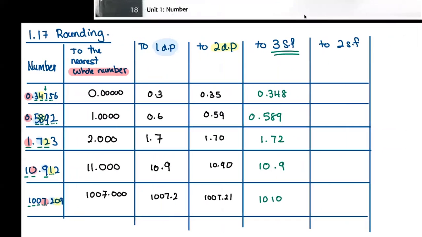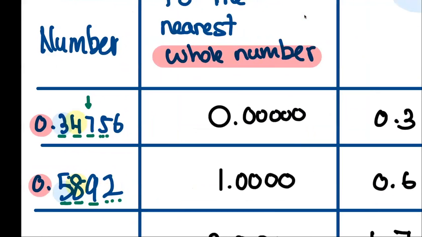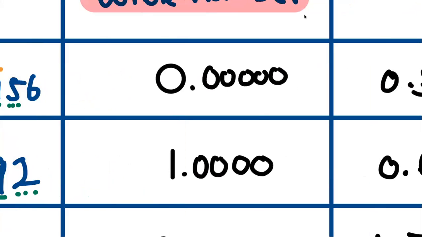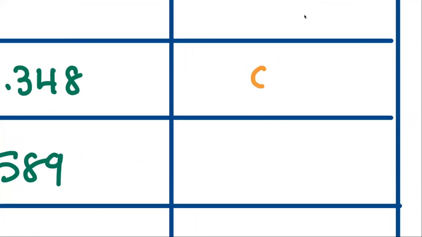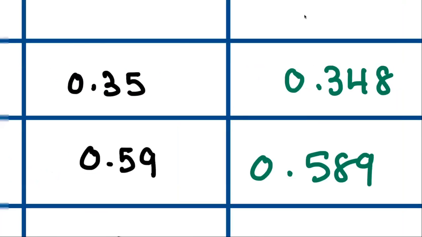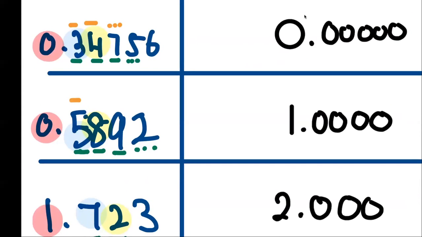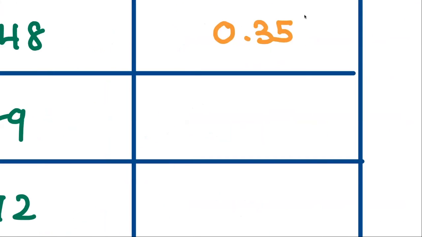And last but not least, we need to look at 2 significant figures. We're going to underline in orange in color. So let me just erase this away. So let's look at this, 1, 2. We're going to look at this number here. So now we're going to get 0.35, because 7 is larger than 5. Okay, cool. Again, 1, 2. We got this number here. Okay, so plus 1. So 0.59.